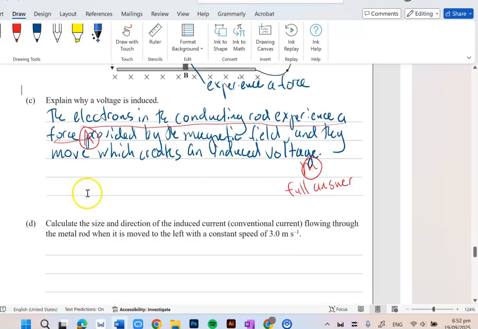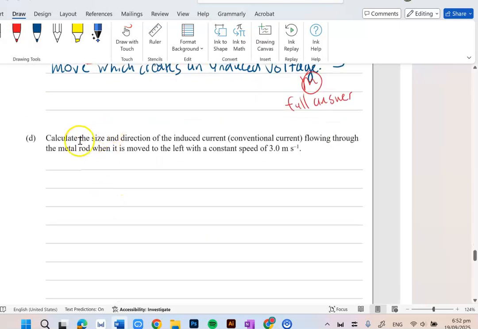Okay, final question. Calculate the size, so two parts, size and direction, of the induced current, conventional current. Okay, that's actually something important. Flowing through the metal rod when it is moved to the left with a constant speed of 3 meters per second. Alright, so to get the current, right, we need I equals V over R.